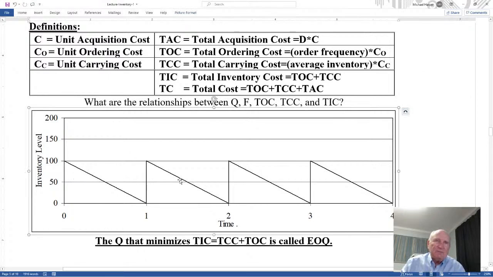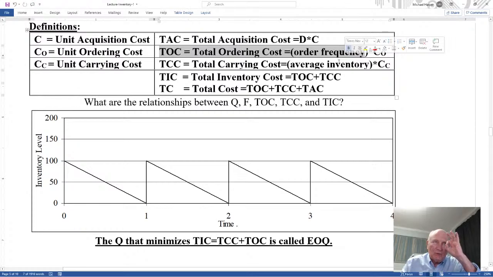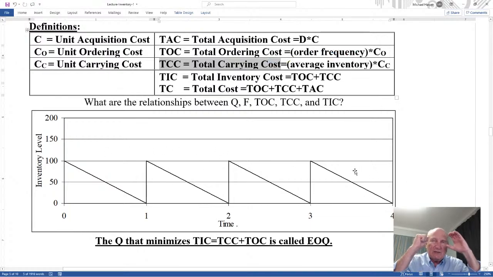Let's take this sawtooth curve. Suppose that at time 0, I order 100, and this is quarter 1, quarter 2, quarter 3, quarter 4. So over 4 quarters in this year, my order frequency is 4. I can take that 4, put it here, times C sub O, and I'll have my total ordering cost. My average inventory then is 50. I can take that 50 and put it here, times my unit carrying cost per item per year, and that's my total carrying cost for the year. So I have my ordering cost and my carrying cost.